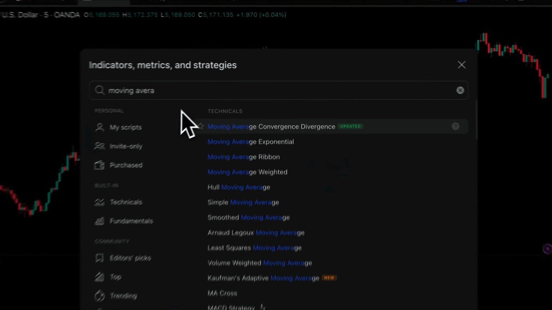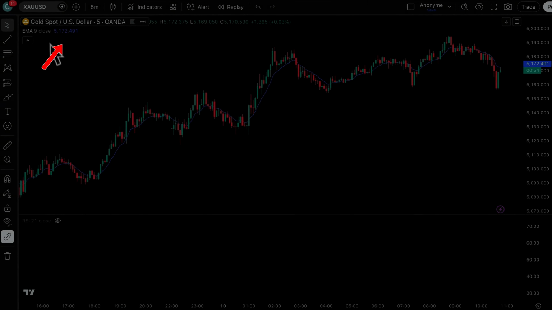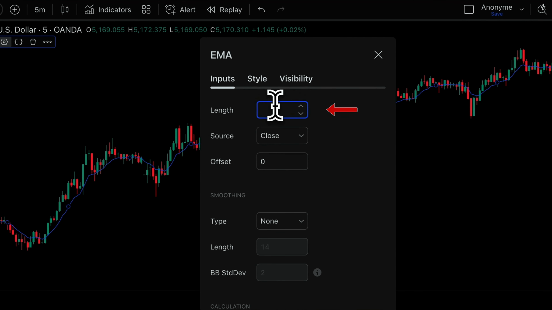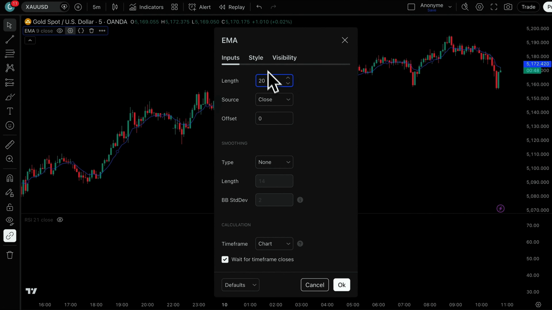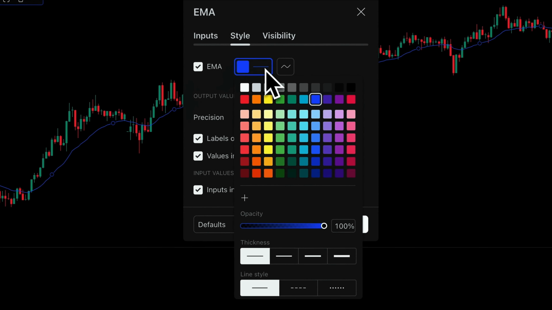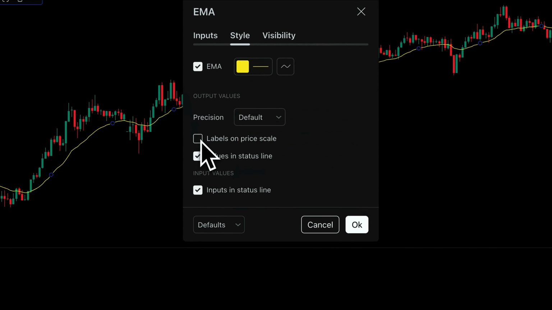The first one is the exponential moving average. Go into the settings and change 9 to 20 because we use the 20 period moving average for this strategy. I use it in yellow. Remove the price and confirm.